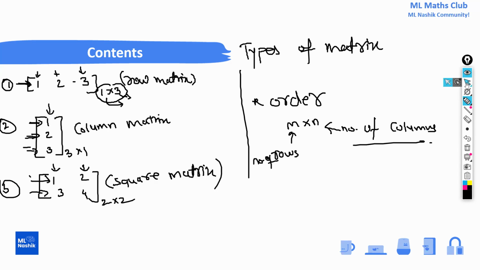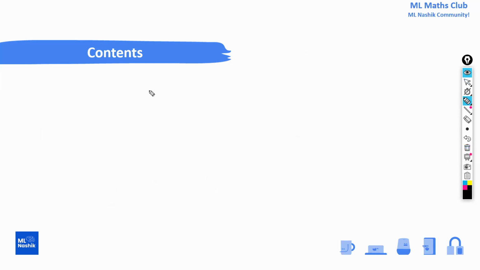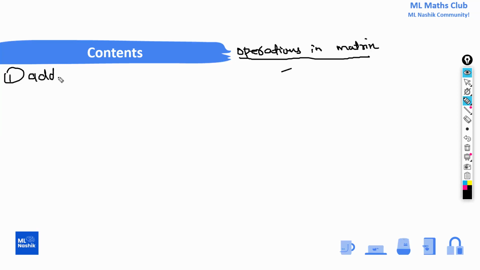So students, now let us move towards various operations in matrix. So students, we have various operations in matrix. First, let us start with how we can add two or more matrices. Addition of matrix.